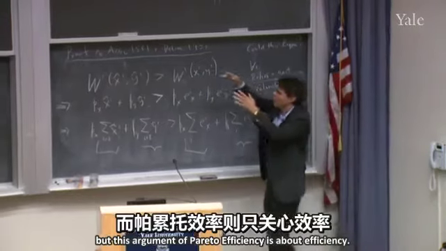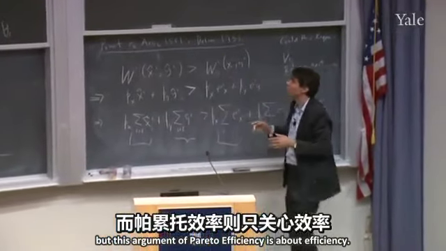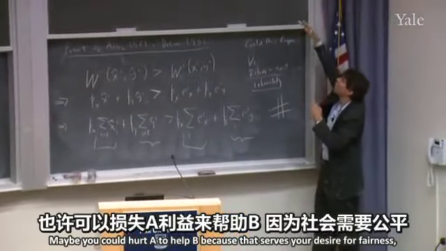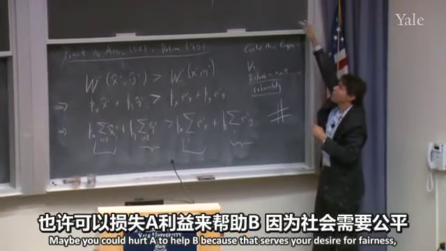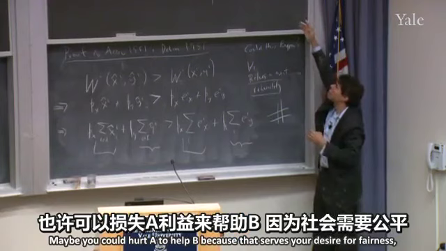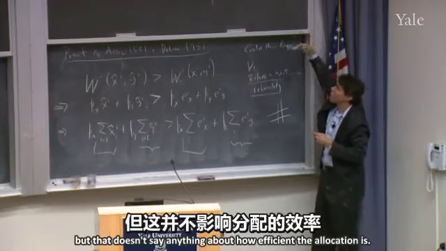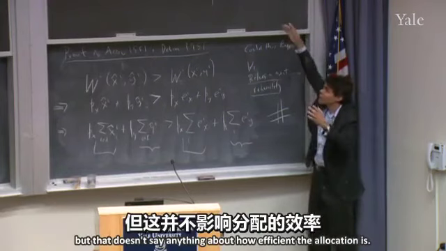But this argument of Pareto efficiency is about efficiency. Maybe you could hurt A to help B because that serves your desire for fairness. But that doesn't say anything about how efficient the allocation is.